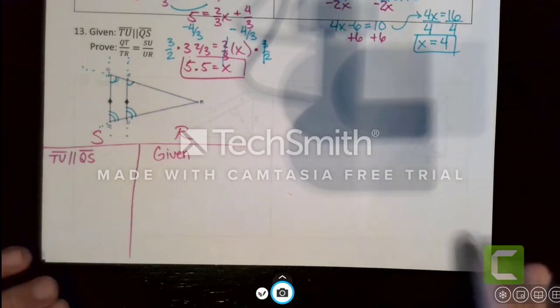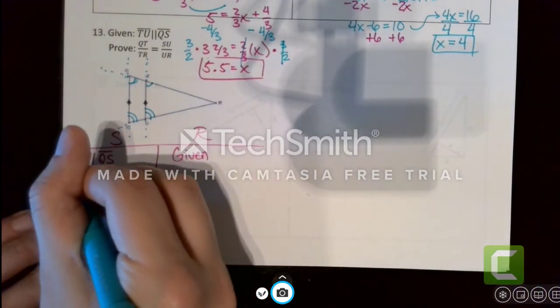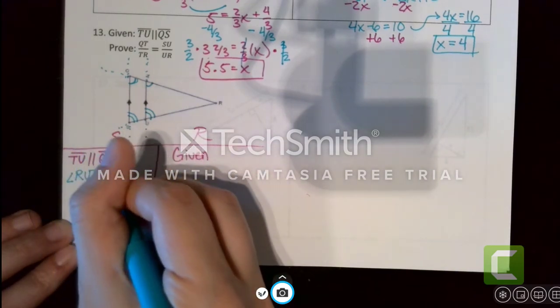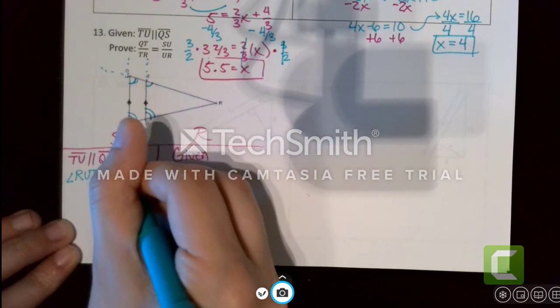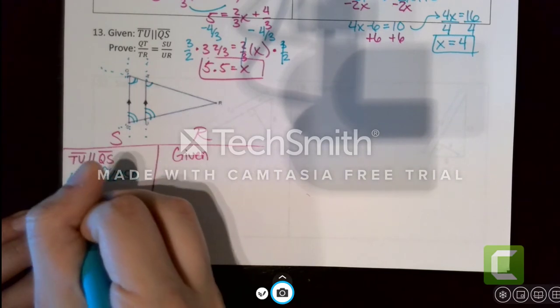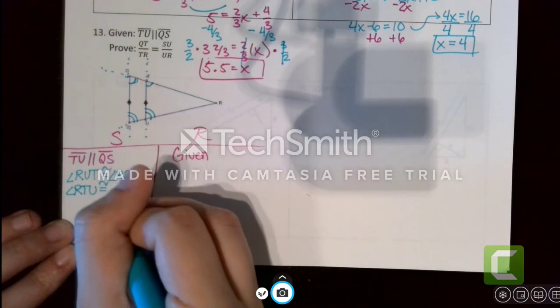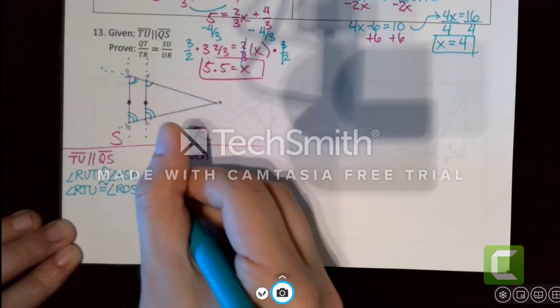So for your third statement, write down that angle RUT is congruent to angle RSO, as well as angle RTU is congruent to angle ROS by corresponding angles.